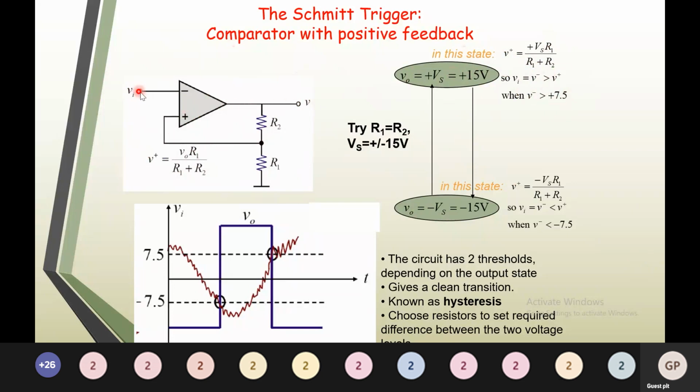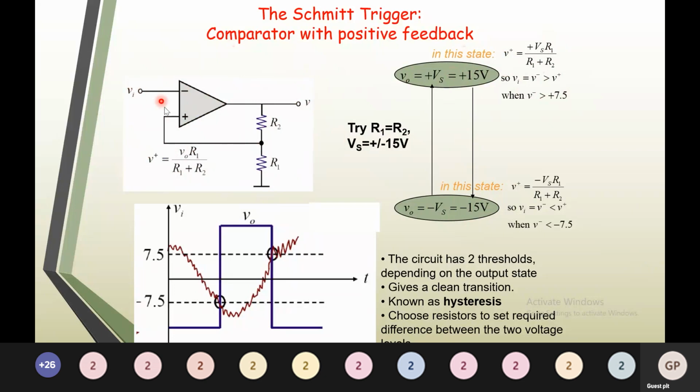So the unknown voltage is compared with the plus 7.5, and at one point when the unknown voltage is greater than 7.5, what will happen? Since this is greater, output will go to minus VSAT. So minus VSAT means it is minus 15 volts. When this is minus 15 volts, what will happen to the reference voltage? It becomes minus 7.5. So immediately the reference changes to minus 7.5.